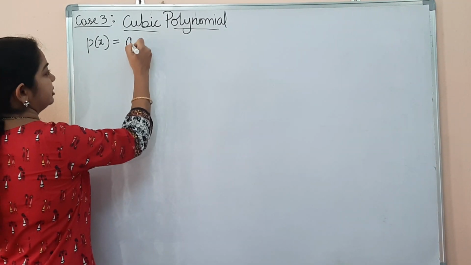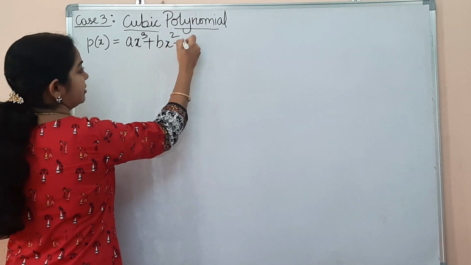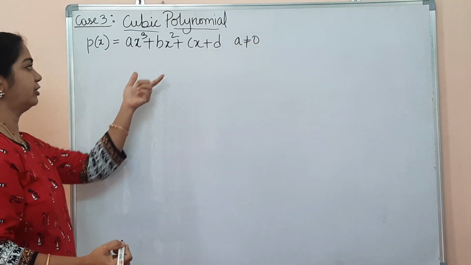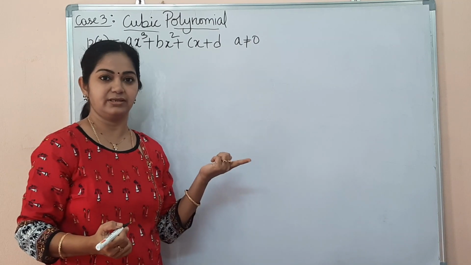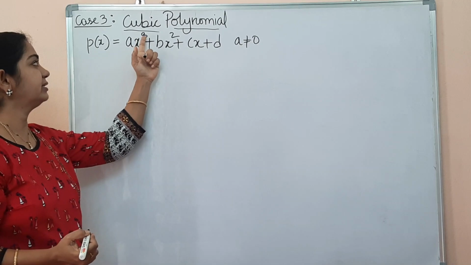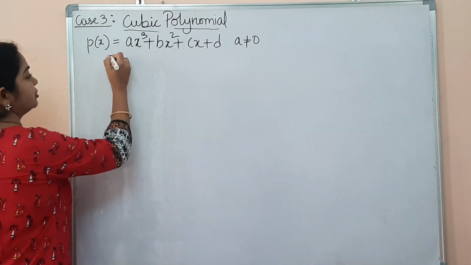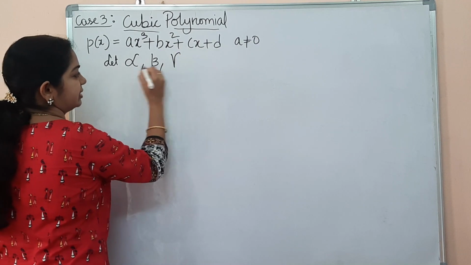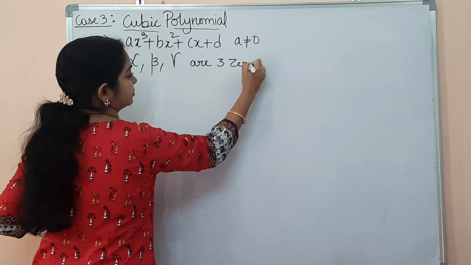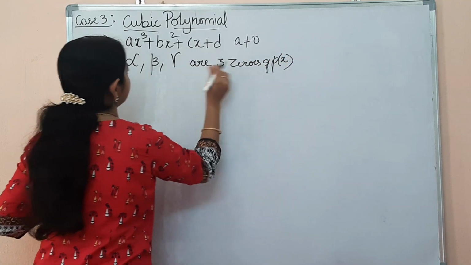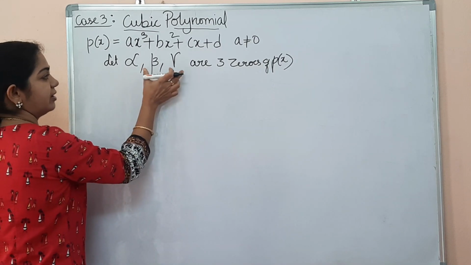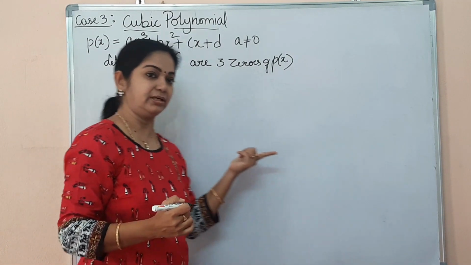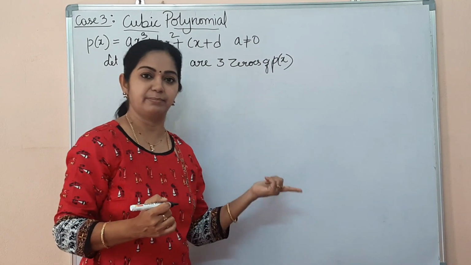Now cubic polynomial, the general form is ax cube plus bx square plus cx plus d, where a is not equal to 0. So in the cubic polynomial, at most we can have 3 zeros, right? At the maximum we can have only 3 zeros. The degree is 3 and we can have 3 zeros. So let me suppose those zeros as alpha, the Greek letters beta and gamma. These are the 3 zeros of p of x, of this cubic polynomial. Let the zeros be alpha, beta and gamma. Now I will establish a relation between the zeros and the coefficients. Then I will be verifying it using the example problem of your textbook.